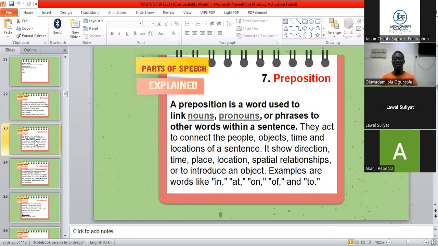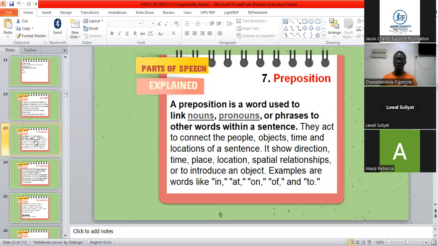The preposition is a word that is used to link nouns, pronouns, or phrases to other words within a sentence. They act to connect people, objects, time, and location in a sentence. It shows direction, time, place, location, spatial relationship, or is used to introduce an adjective. Examples of them are in, at, on, off, and to. I can say, I am going to the moon, showing the relationship between my movement and my destination. The action towards a destination. Going towards the moon. That is it.